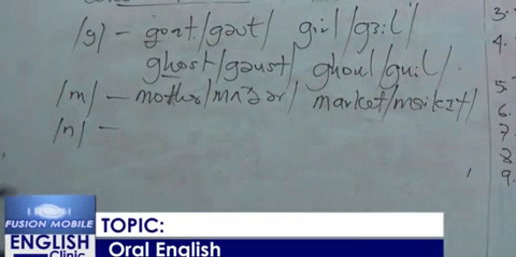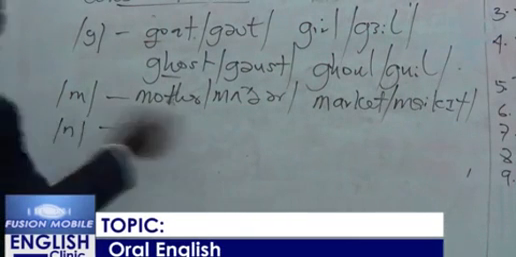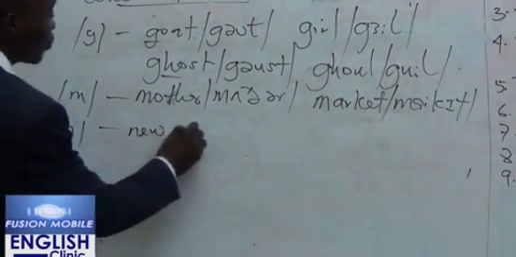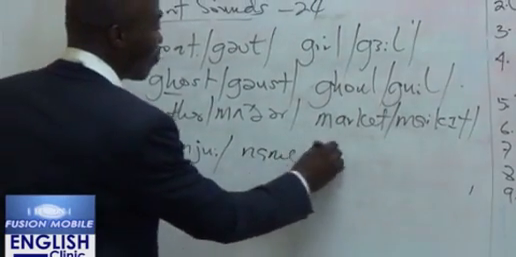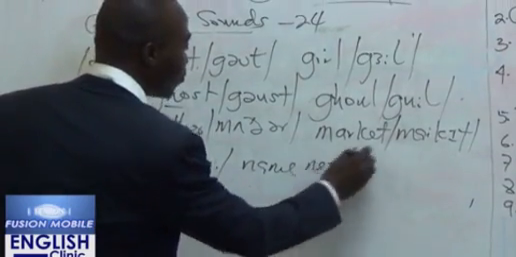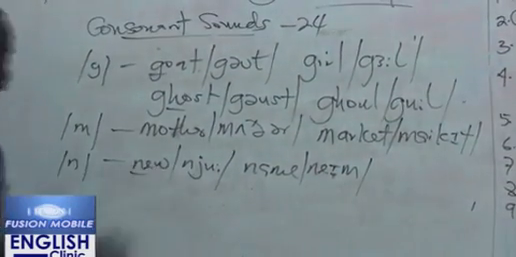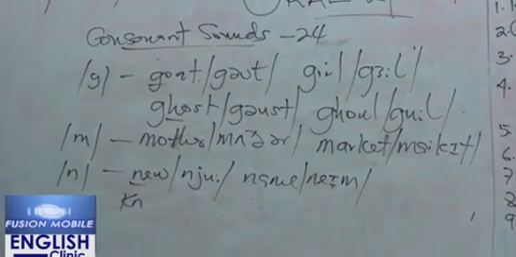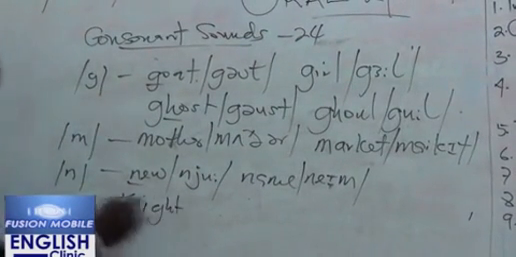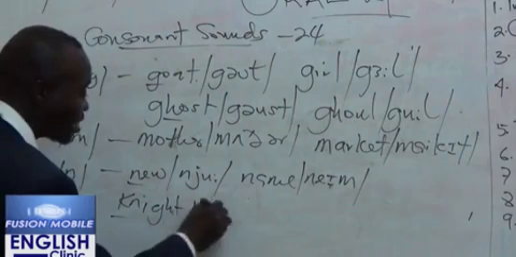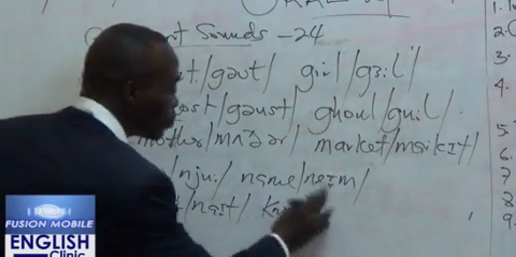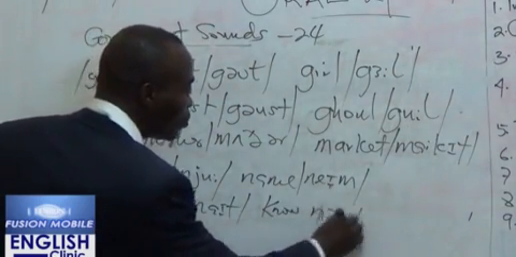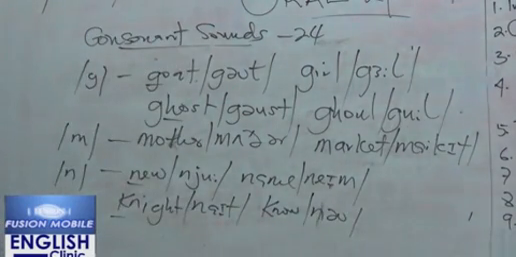Then you have the next one, which is na. Na can be realized in about 3 ways. It can be realized by letter N as in new, name. It can be realized by KN as in knight. In this case, the K is silent. As in no, know.